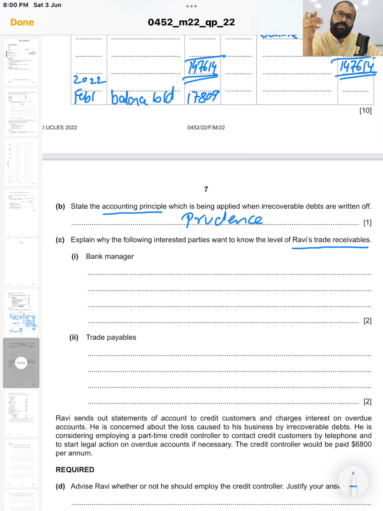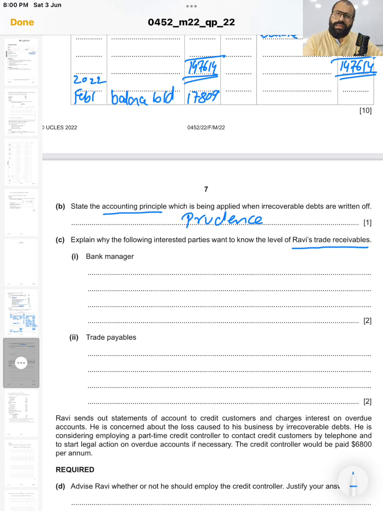Okay, now for example, in a school, students are interested parties, teachers are interested parties, employees are interested parties. So those who are getting affected from the business are termed as interested parties. So here they have asked that as a bank manager, why is the bank manager interested in the trade receivable, that is sales ledger control account? Why does he want to see Ravi's sales ledger control account?